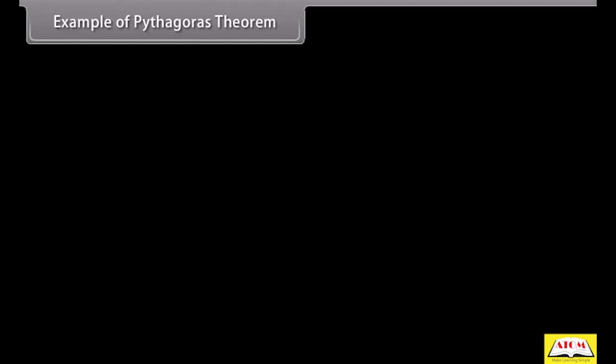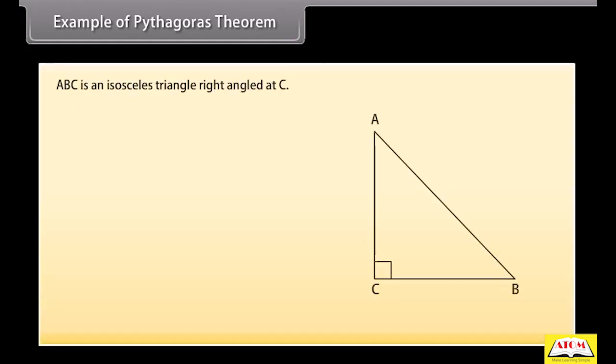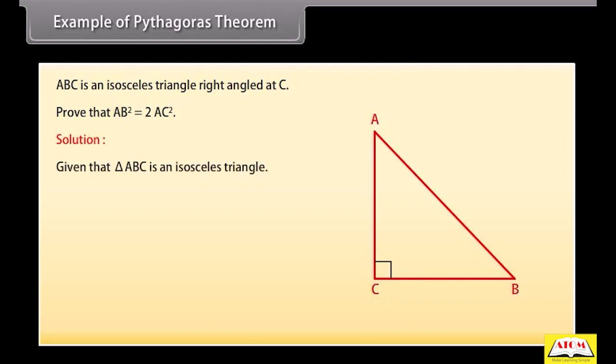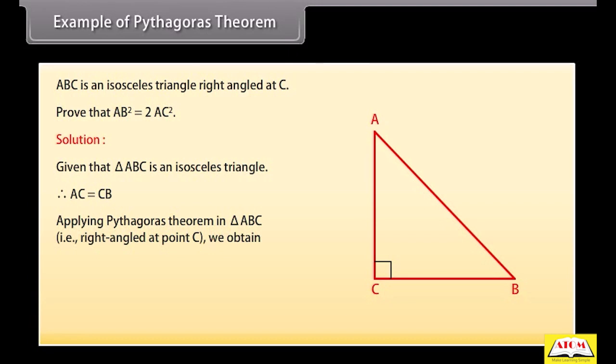Example of Pythagoras theorem. ABC is an isosceles triangle right-angled at C. Prove that AB square is equal to 2AC square. Solution. Given that triangle ABC is an isosceles triangle, therefore AC is equal to CB. Applying Pythagoras theorem in triangle ABC, right-angled at point C, we obtain AC square plus CB square equals AB square, which implies 2AC square equals AB square.